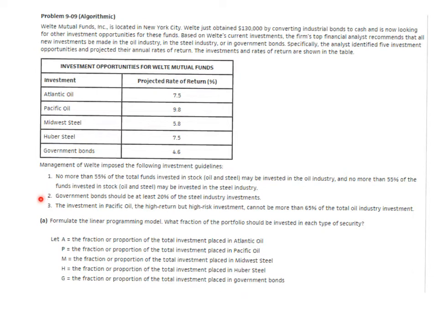I'm going to do constraint 2 and constraint 3. The first one you should be able to do, I think, but let me do constraint 2 and constraint 3. Constraint 2 says government bonds should be at least 20% of the steel industry investments. When I get something like this, I try to write it out in symbols as I'm reading the sentence, and then I go back and rearrange terms.